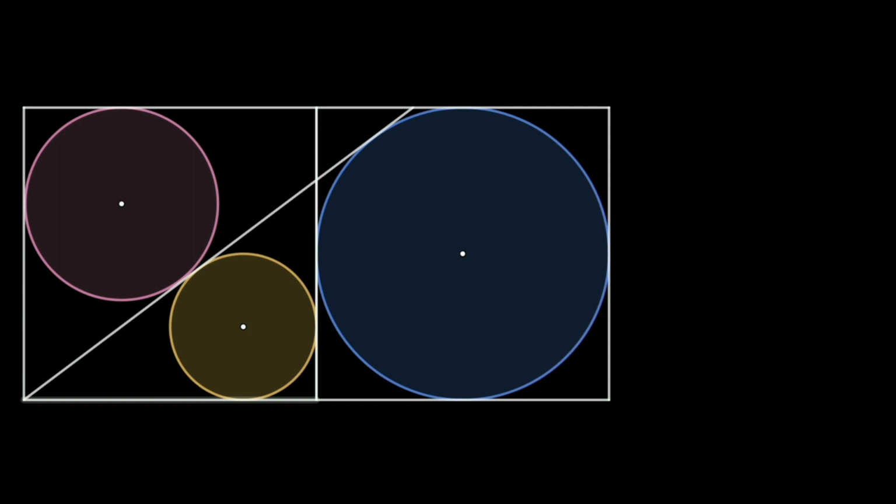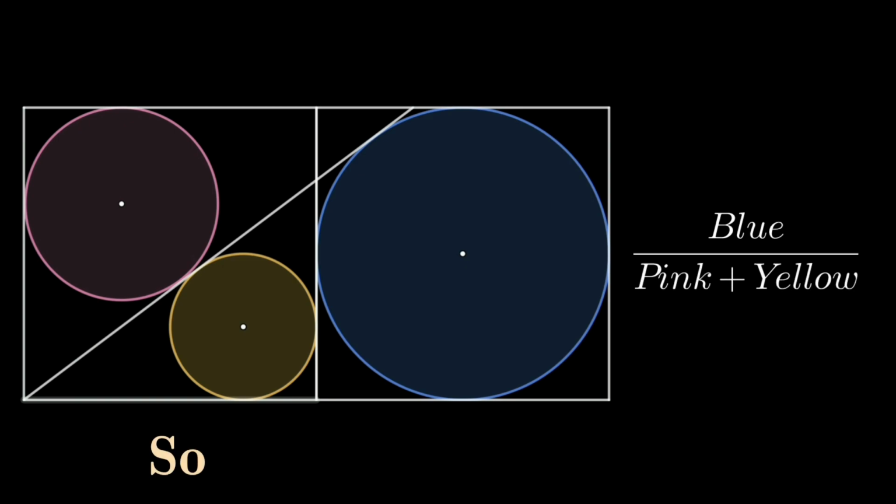Now the question over here is to find the value of the fraction: area of the blue circle upon area of the pink circle plus area of the yellow circle. So this is Anmol and now let us see the solution. How can we solve this problem?